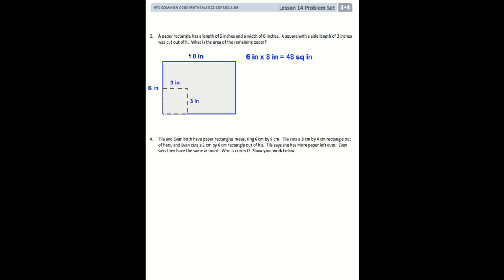So first thing we have to find the area of the whole rectangle. So 6 inches times 8 inches equals 48 square inches. Now we have to find the area of this, and we're going to subtract it. So 3 inches times 3 inches equals 9 square inches. Now 48 square inches minus 9 square inches equals 39 square inches. So the area of the remaining paper is 39 square inches, and that's what you should have got for here. And now we're going to go down to number 4.